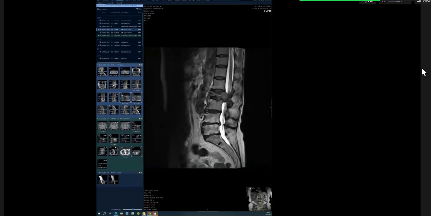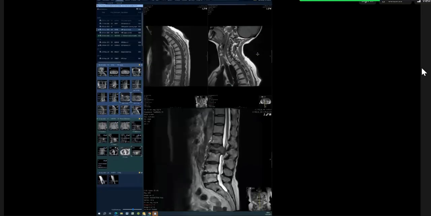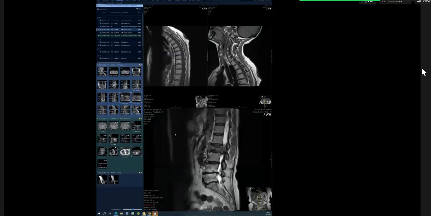Okay. Anything else about the bones? Any other mets you see? Looking at the thoracic spine, it's normal. Cervical spine is also normal. Okay. There are Modic changes at lower lumbar level, but no metastatic changes.